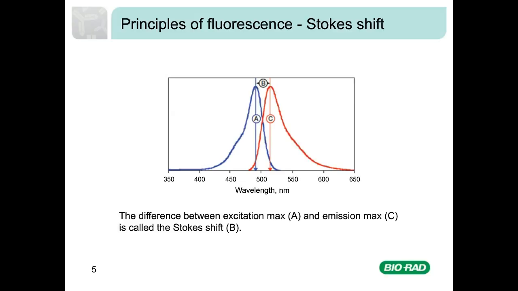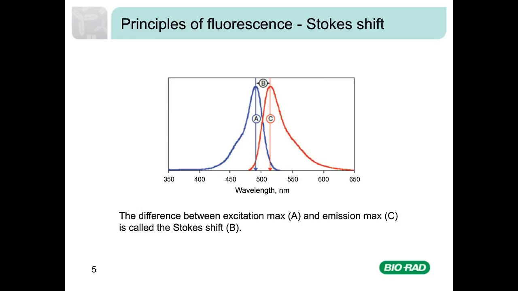Although fluorophores will absorb and emit a range of light wavelengths, which we will discuss in more detail later, they have an excitation maximum and emission maximum. The excitation max A and emission max C can be seen here for fluorescein. The difference between these two values, shown here as B, is called Stokes shift, and it is this property that gives fluorophores their use in flow cytometry.